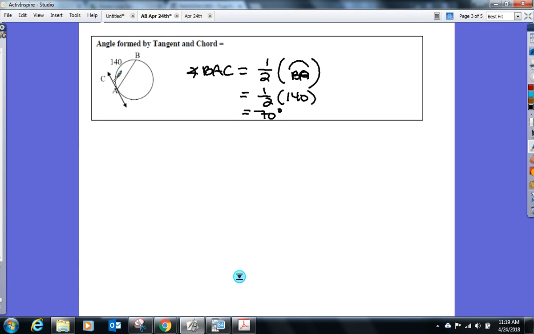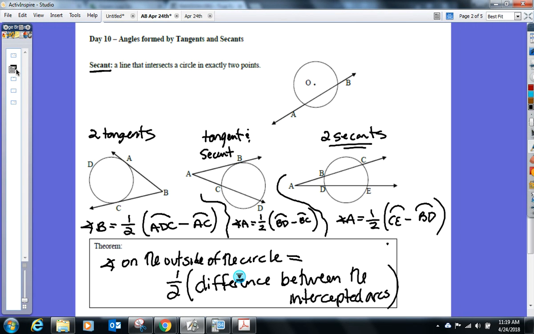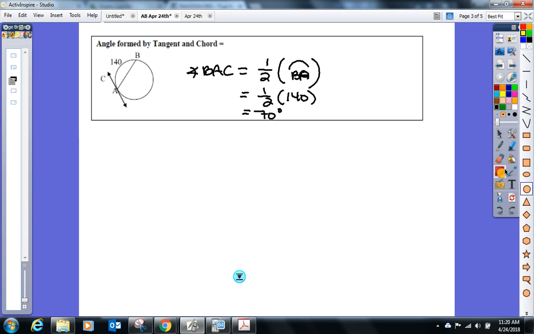All right, here's what I need from you. There is one combination of lines we have not talked about. We talked about a tangent and a chord. Look back, we talked about two secants, two tangents, a tangent and a secant. There's one combination we have not talked about. Anybody figure what combination we have not talked about? An angle formed by a what? Sean? Secant and a chord.